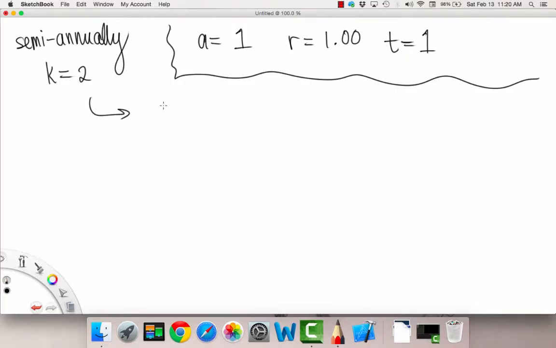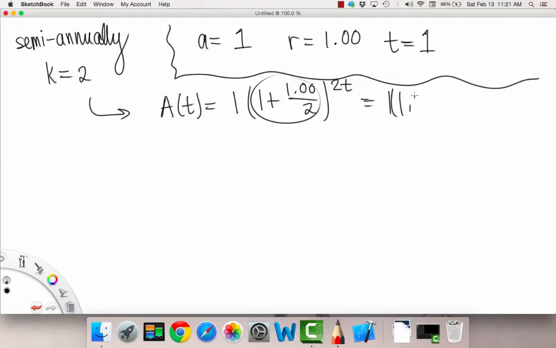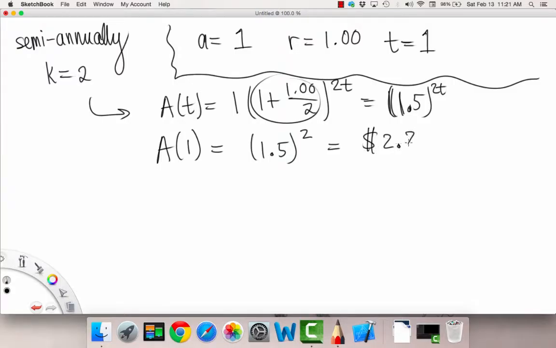So for semi-annually, our equation would look like this. A of T is equal to 1 times 1 plus 1.00 over 2, that's our K. And now the K goes up here to become 2T. So now inside we have 1 plus 1 half, so that's going to be equal to 1 times 1.5, in parentheses, to the 2t. So if we plug in a 1 for 1 year, we would get 1.5 to the 2, or squared. So this squared is just going to be $2.25, right?